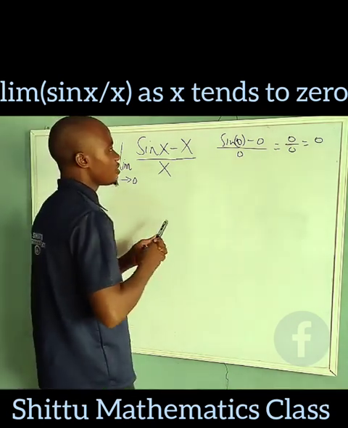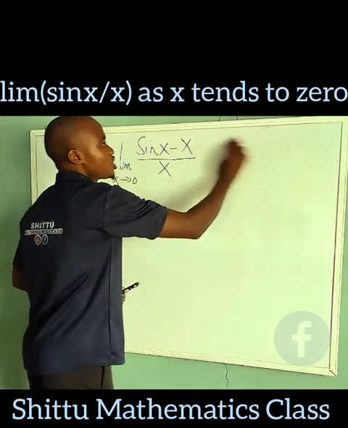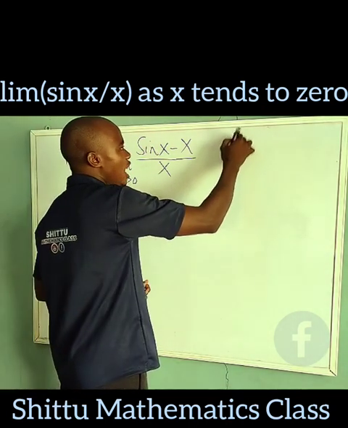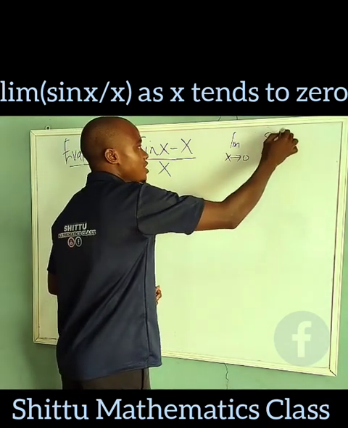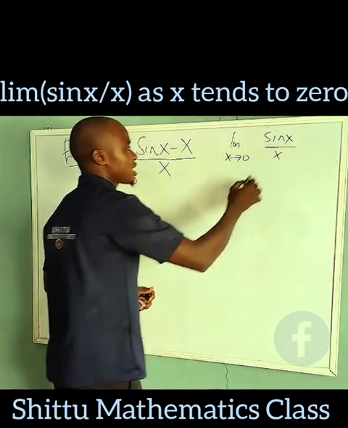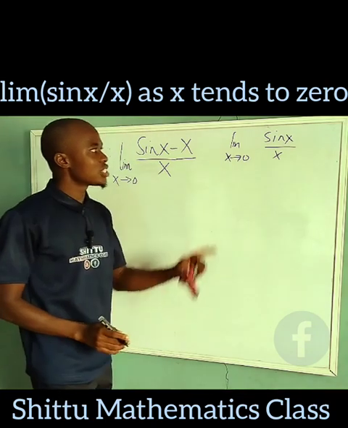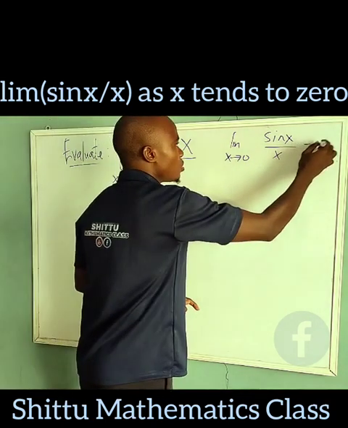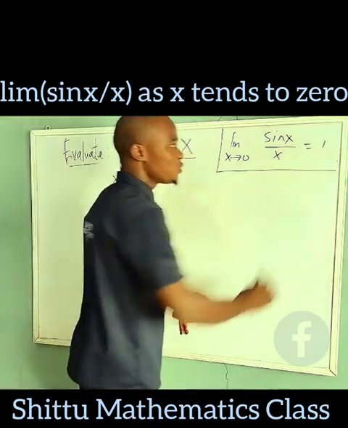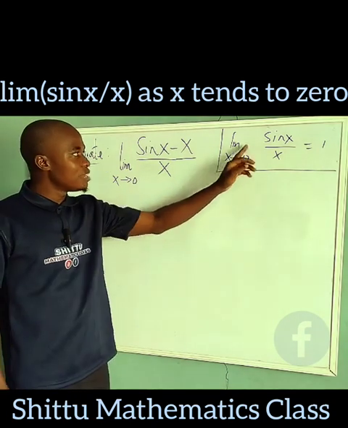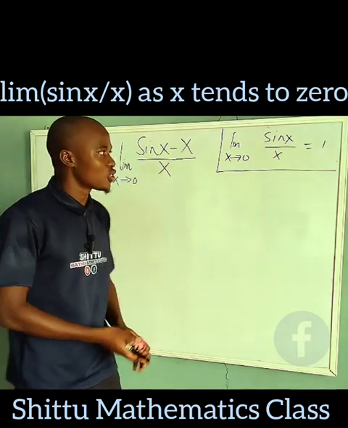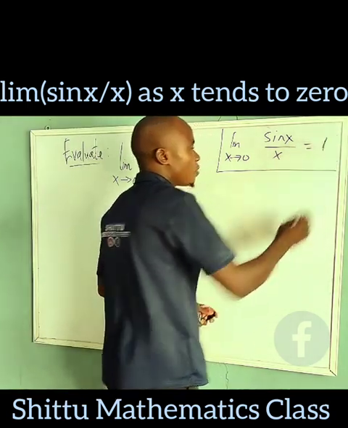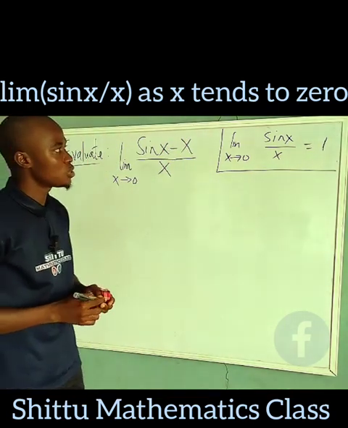For this function, I would like to share it with you. Let's say when you have the limit as x tends to 0 of sin x over x, this is always 1. So I would like you to know that the limit as x tends to 0 of sin x over x is always 1. I want you to keep that because that's what we are going to use.